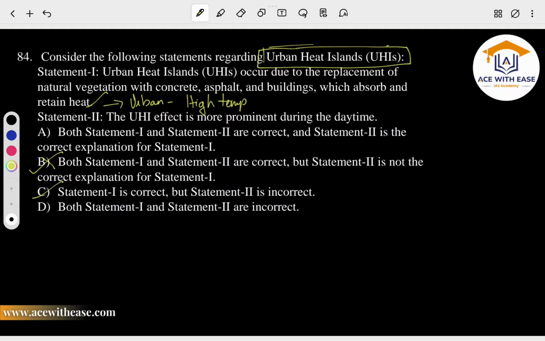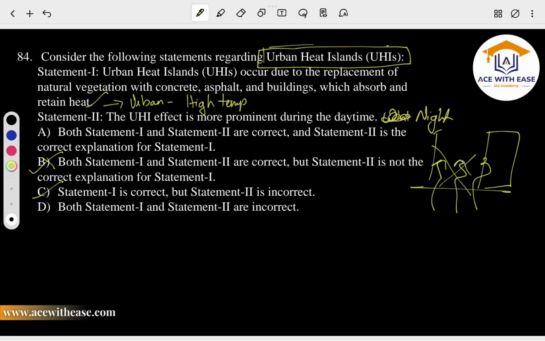So incorrect, it is not during the daytime but during the night time, as there is no loss of terrestrial radiation. This terrestrial radiation is blocked by big high-rise buildings. That is the reason the heat effect will be more during the night time rather than in the daytime. So option C is the correct statement for the 84th.